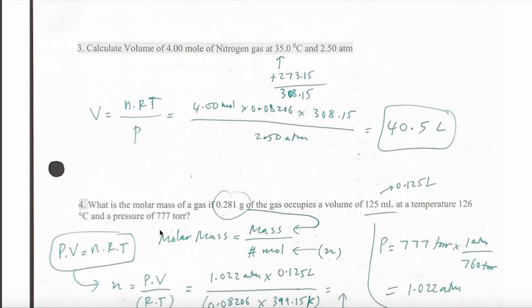Here we go. N, we're given 4 moles. R, 0.08206, that's the fixed number. Temperature, we have to convert it to Kelvin, 308.15. Pressure is given. So if you plug everything in, you should get 40.5 liters.